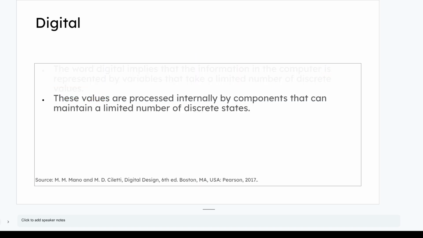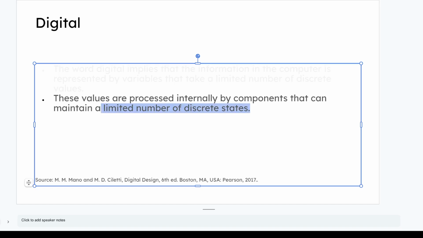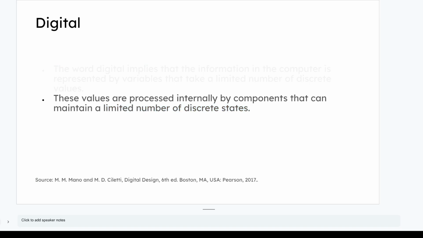So hence we follow the binary number system here, right? Now these values are processed internally by the components which we study under the course of digital logic, so that they can maintain a limited number of discrete states, and that takes us towards minimization of errors. Because of this, the errors that can occur in a system get minimized because we limit the number of discrete states over here, right?